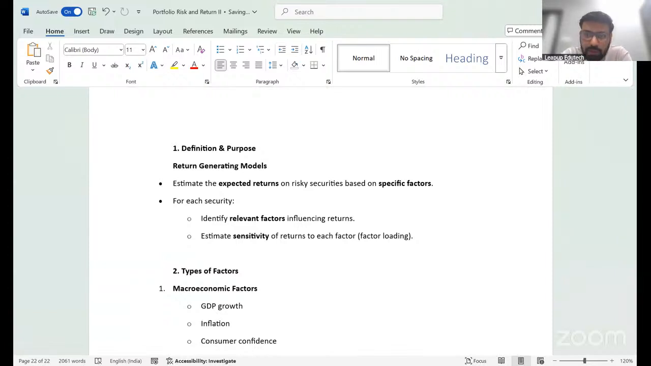So far, with me, guys, we have understood three topics. We have understood CAL, we have understood CML, and we have understood systematic risk and unsystematic risk. With me so far, yes or no, so that we can quickly proceed?